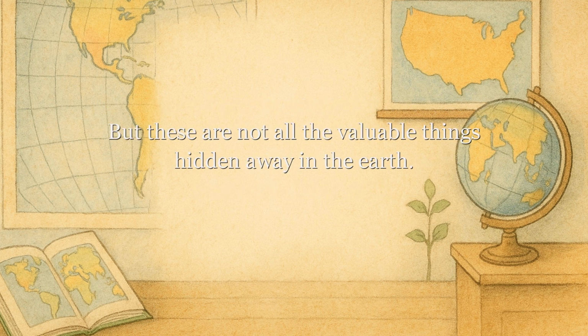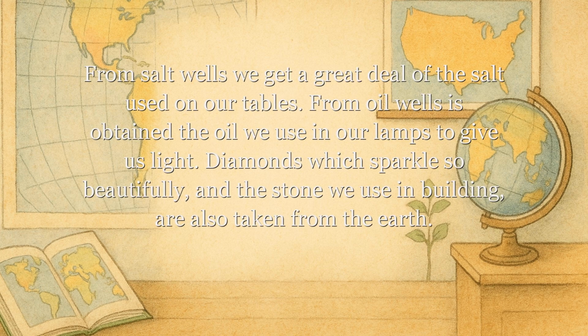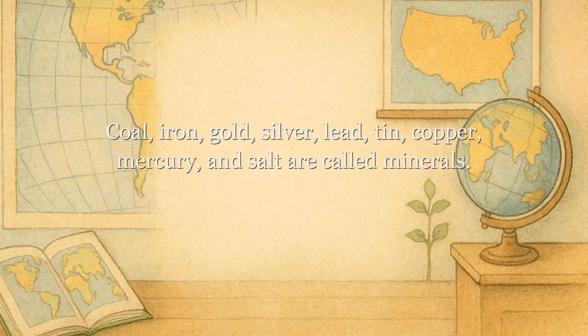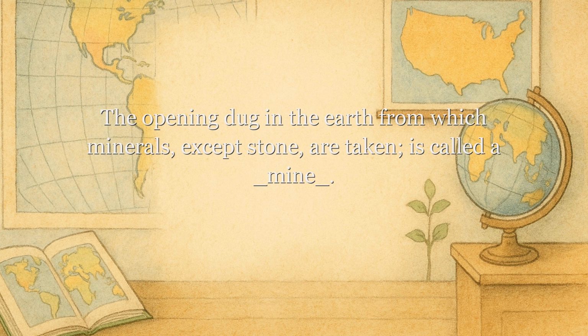But these are not all the valuable things hidden away in the earth. From salt wells, we get a great deal of the salt used on our tables. From oil wells is obtained the oil we use in our lamps to give us light. Diamonds, which sparkle so beautifully, and the stone we use in building, are also taken from the earth. Coal, iron, gold, silver, lead, tin, copper, mercury, and salt are called minerals. The opening dug in the earth from which minerals, except stone, are taken is called a mine.